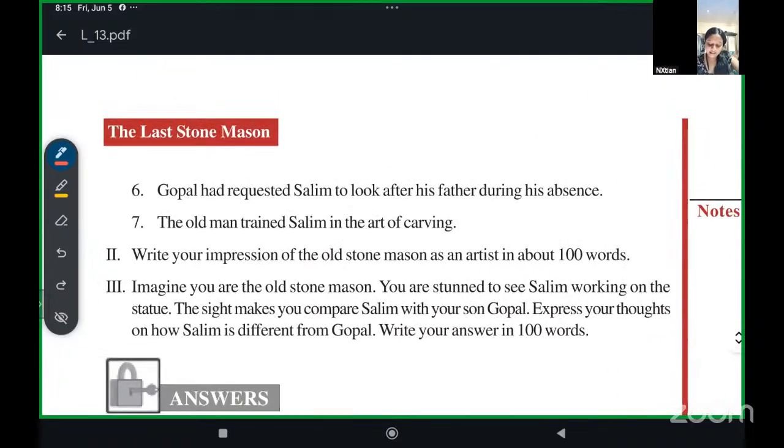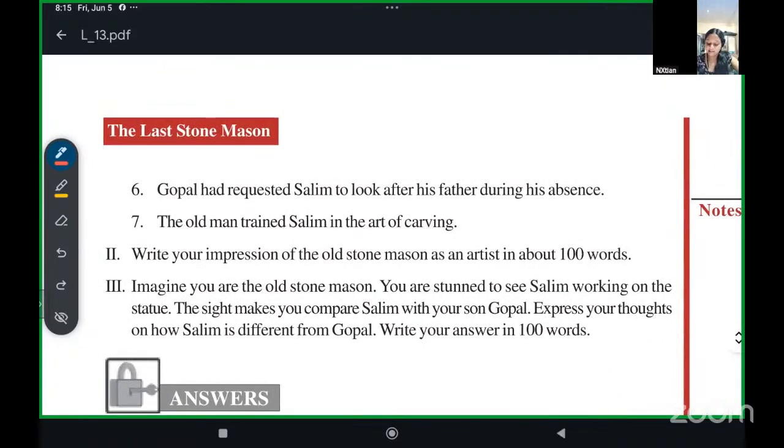Gopal had requested Salim to look after his father during his absence. True or false? False. The old man trained Salim in the art of carving. True or false? False. Write your impression of the old stonemason as an artist in about 100 words. What is your impression of the old stonemason as an artist?